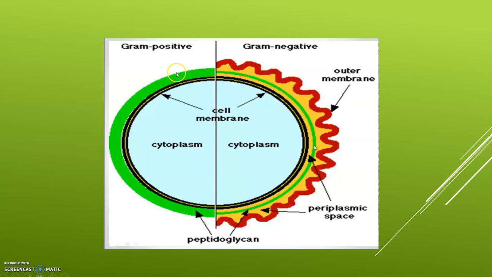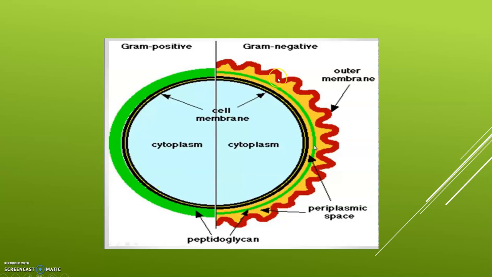Then the next step is the addition of alcohol for decolorization. At this time, the alcohol dehydrates the peptidoglycan layer. Then this thick peptidoglycan layer gets tightened and shrinks. So the crystal violet and iodine complex gets trapped in this tightened peptidoglycan layer and cannot get out of the cell wall.